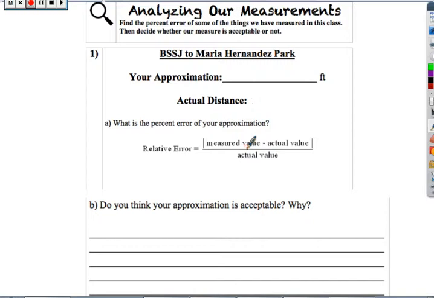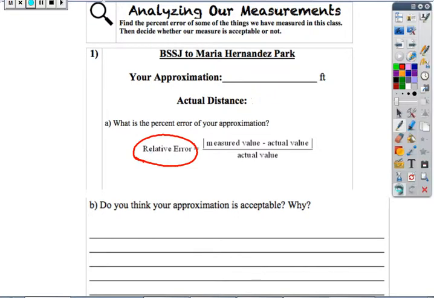Hey, this is Mr. Cristando, and I'm going to talk to you about relative error or percent error in this video. So, we've been doing all sorts of measurements in this project and all sorts of approximations. It might be helpful for us to know just how accurate our approximations are. A really good method for measuring accuracy is using the relative error formula. For our purposes, we're going to be finding something called percent error.